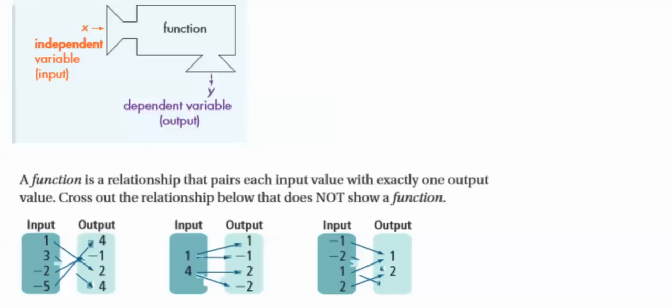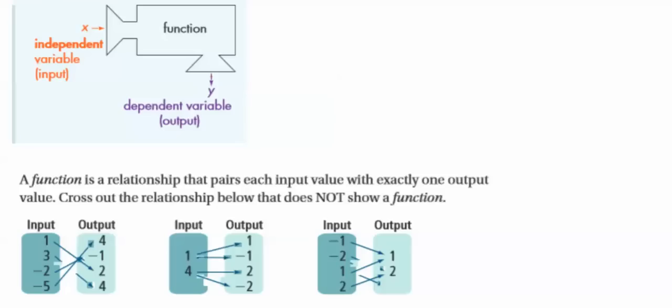Looking at your guide notes, it says cross out the relationship below that does not show a function. If you look at the first one, look at the input. When I input 1, I get a 2. When I input a 3, I get a 4. When I input a -2, I get a 4. When I input a -5, I get a 4. That's okay that the y's repeat themselves. That's totally fine, no big deal.